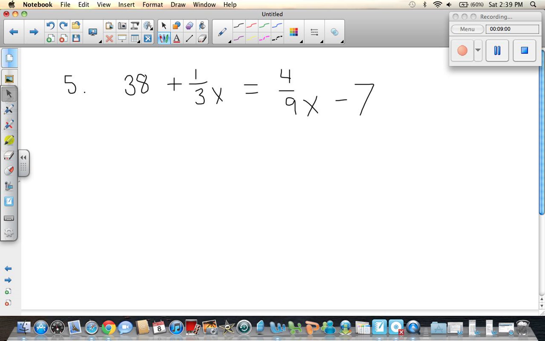Right, now number 5, what we're going to do is we're going to go ahead and move the variables to one side, and we're going to move the constants to the other. And as I'm looking at our time, we're going to run out of time. So I'm going to go ahead and put this number 5 on the next video.